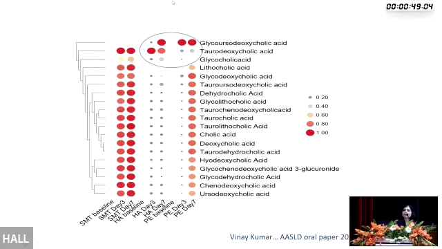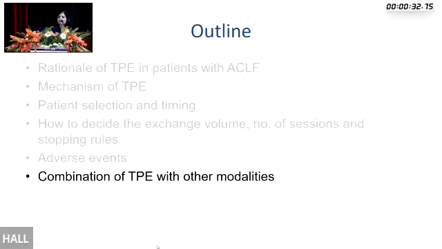And if you look at the mass spec data of bile acids here, hemoadsorption therapy and plasma exchange both showed reduction at day 4 and day 7, but there was a rebound increase with plasma exchange, and a sustained reduction in the bile acids noted with hemoadsorption therapy.